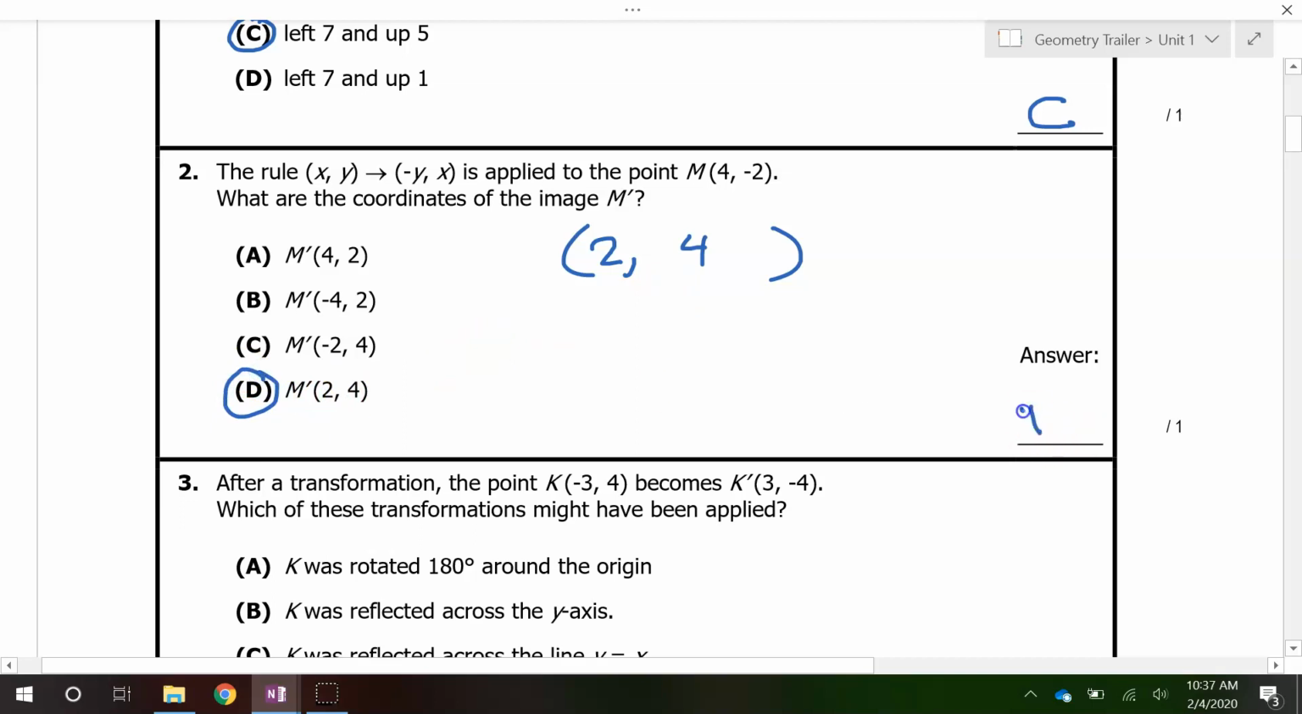But let me stop and emphasize this for a second. Notice how you hear me say opposite of y instead of saying -y. If you say -y, you're going to be tempted to put a negative sign right here. If you say the opposite of y, it reminds you to look at the y value and then write the opposite. So if it is already negative, it has to become positive. And that's what happened here.